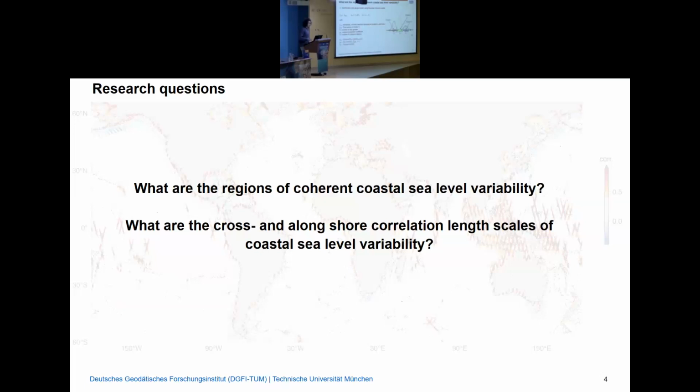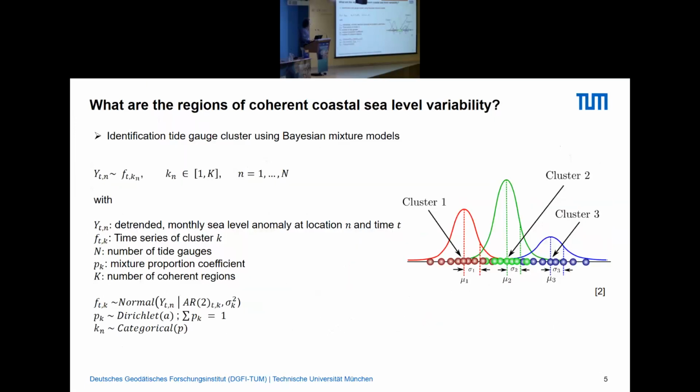To answer this, we used tide gauges from PSMSL and applied a clustering approach, which in this case is Bayesian mixture models. You could probably also apply other clustering approaches, but with this approach, we can nicely estimate all the uncertainties associated with it. Here we associated these observations, called y, which are given at a location n and time t, with a function which contains a set of autocorrelated time series.